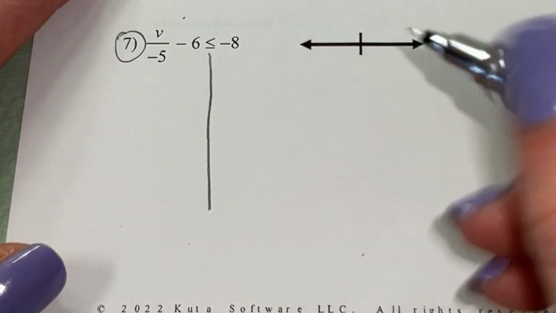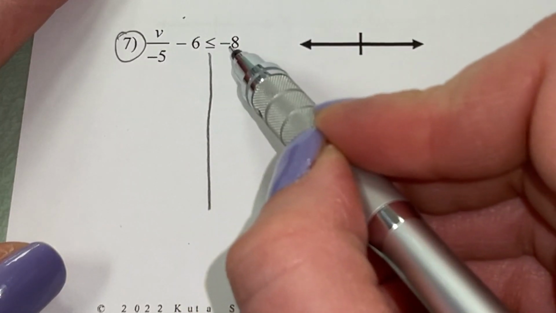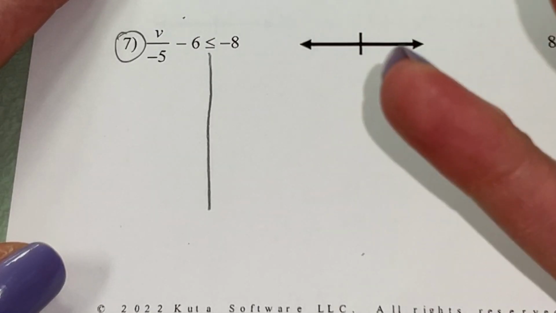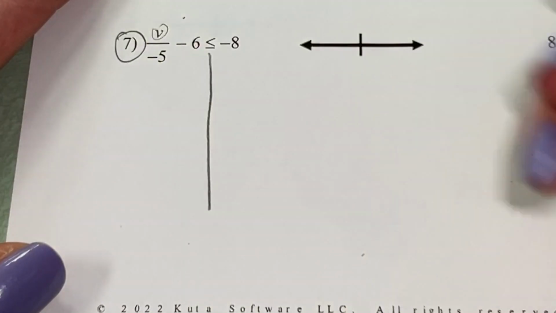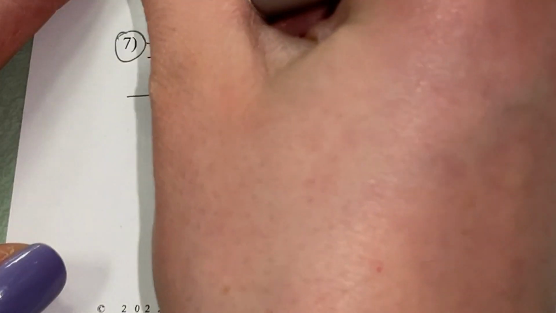So number 7, v over negative 5 minus 6 is less than or equal to negative 8. There are no parentheses. There are no like terms here. The variable is on one side. We just have the one v. And so now it's time to isolate. I'm going to add that 6 because it's my constant, and what I do on one side, I do on the other. This leaves me with v over negative 5. Nothing has flipped, so the inequality stays how it looks. And then negative 6 plus 8 is negative 2.